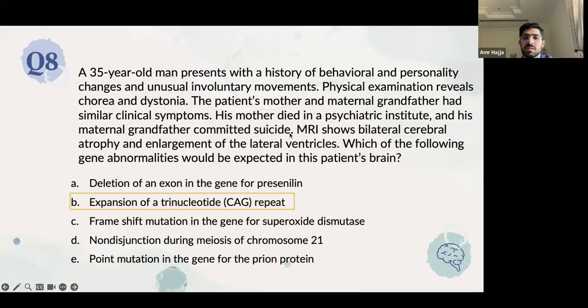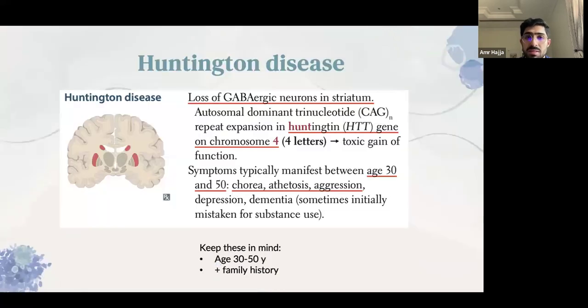So basically, this is Huntington's disease. What happens in Huntington disease is that there will be loss of GABAergic neurons, which is, as you correctly mentioned, in the striatum. Just keep it in your mind. Striatum is composed of the caudate and the putamen nuclei. Here you can see the caudate and the putamen nuclei. So there will be loss of GABAergic neurons in the striatum.